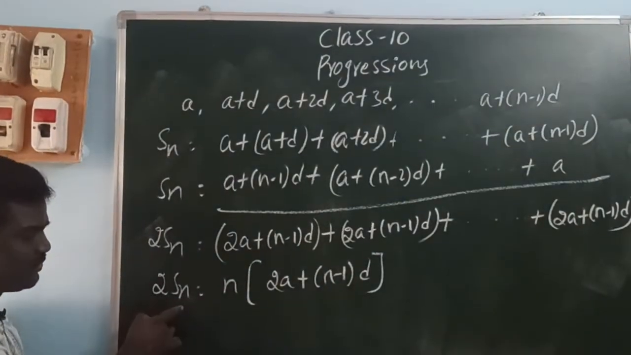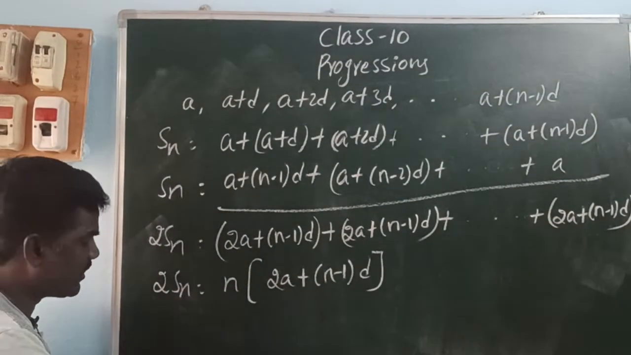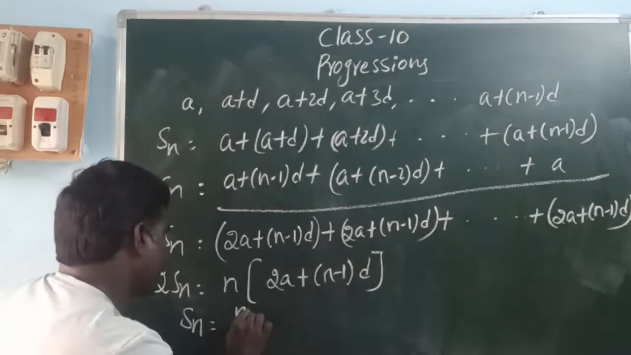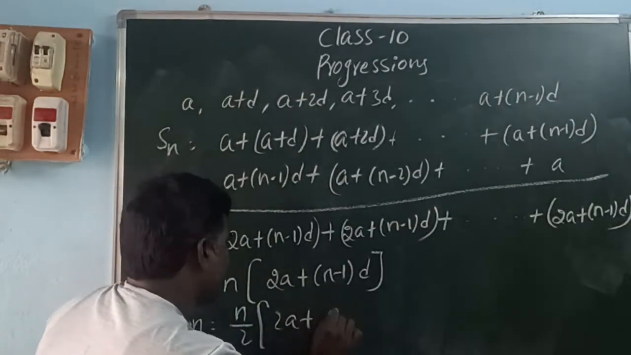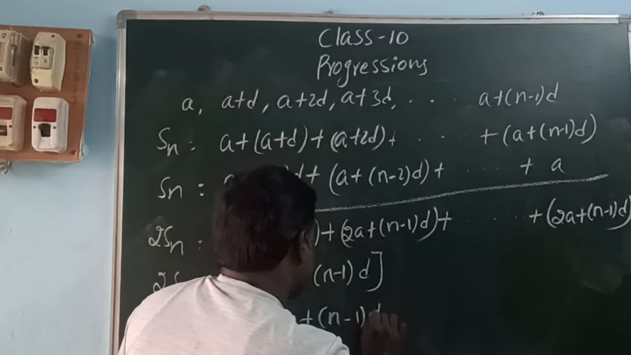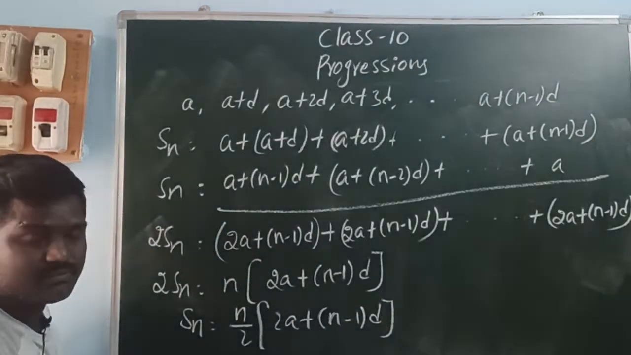So 2Sn, that is 2 here, we multiply and divide. So Sn is equal to n by 2 of 2a plus n minus 1 into d. So this is the sum of n terms formula.